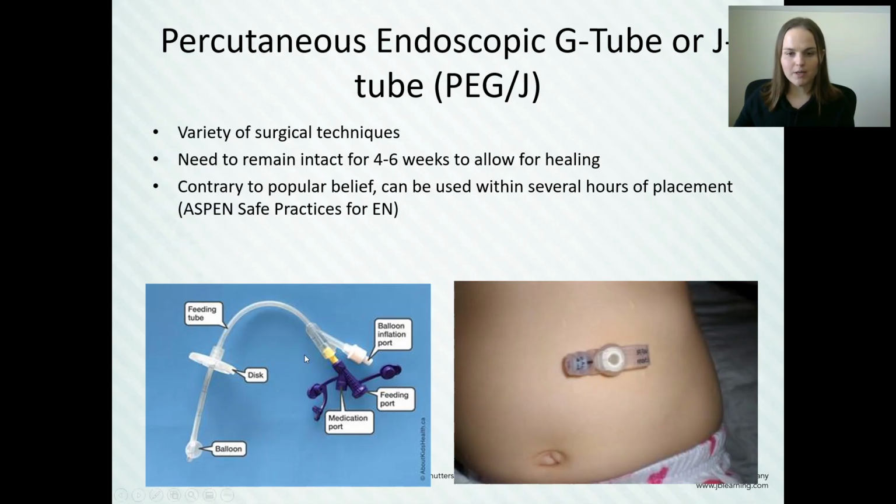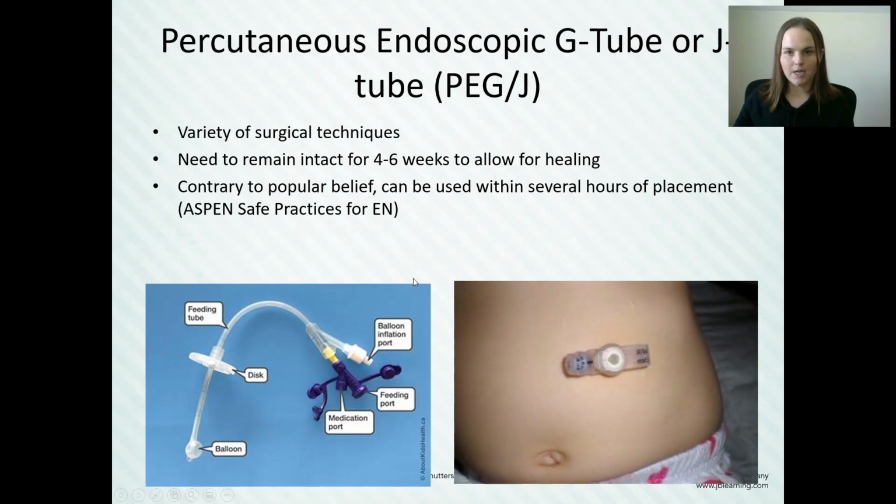For the most part, the G tube and J tubes look similar. So you're going to have some sort of balloon device that holds the tube in place. And then this disc is what is firmly against the abdomen, the outside part. The balloon is on the inside part. And then there's a feeding tube, the tubing. And then there's oftentimes a feeding port and a medication port.